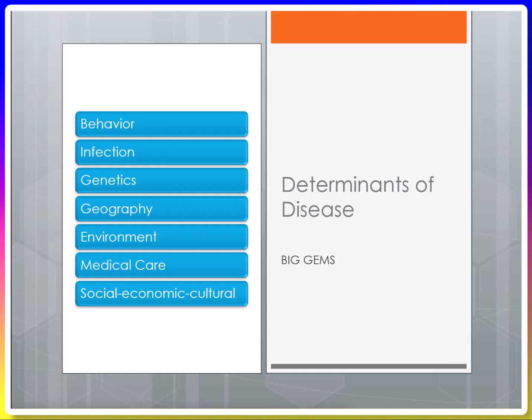The M is medical care. So this has to do with access to and the quality of the medical care that a person can receive in determining how their course of disease progresses.